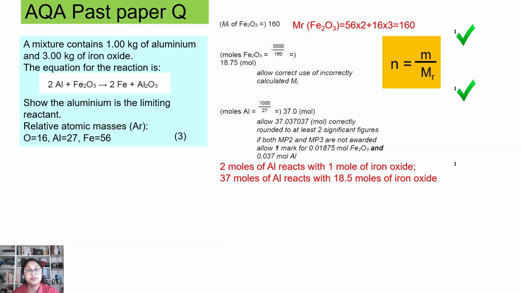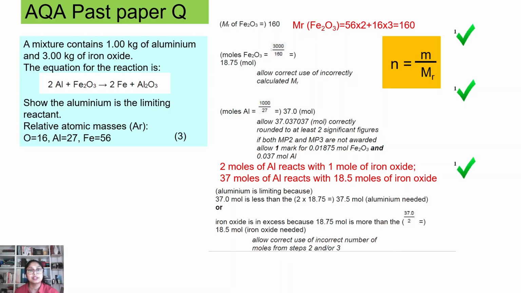limiting reactant or not. From the chemical equation given in the question, we can see 2 moles of aluminium reacts with 1 mole of iron oxide. So the molar ratio of aluminium and iron oxide is 2 to 1. So if it is 37 moles of aluminium, it reacts with half of that, that is 18.5 moles of iron oxide. From here, we can say that 37 moles is less than 18.75 times 2, 37.5. Or you can calculate it the other way.